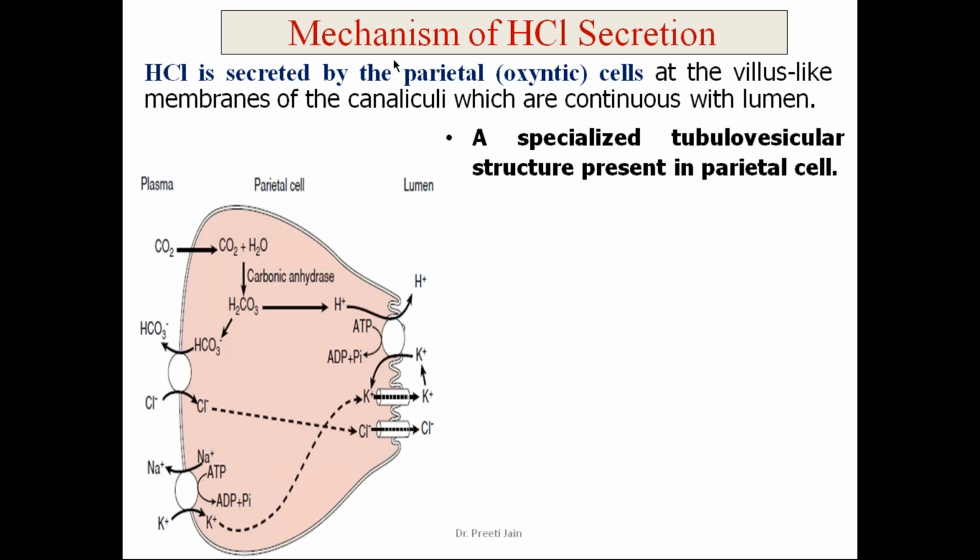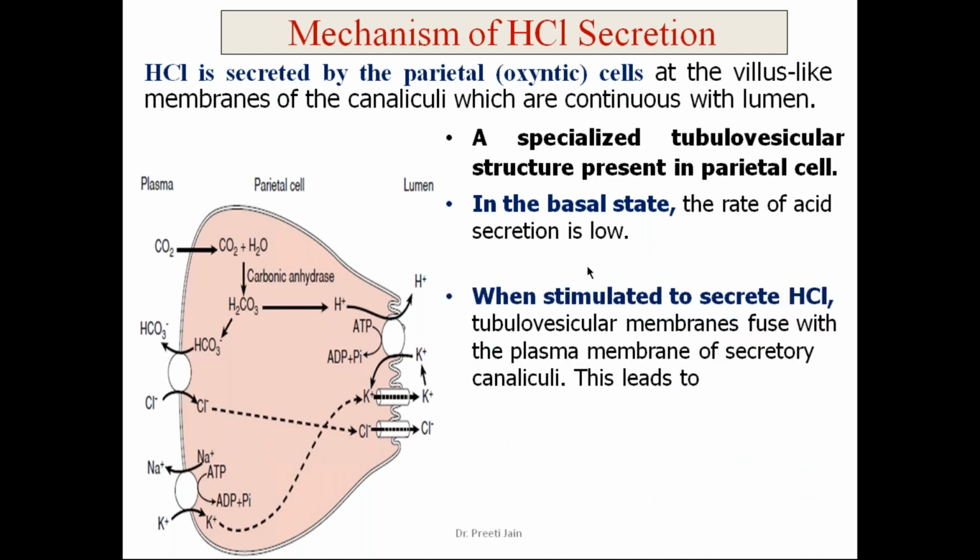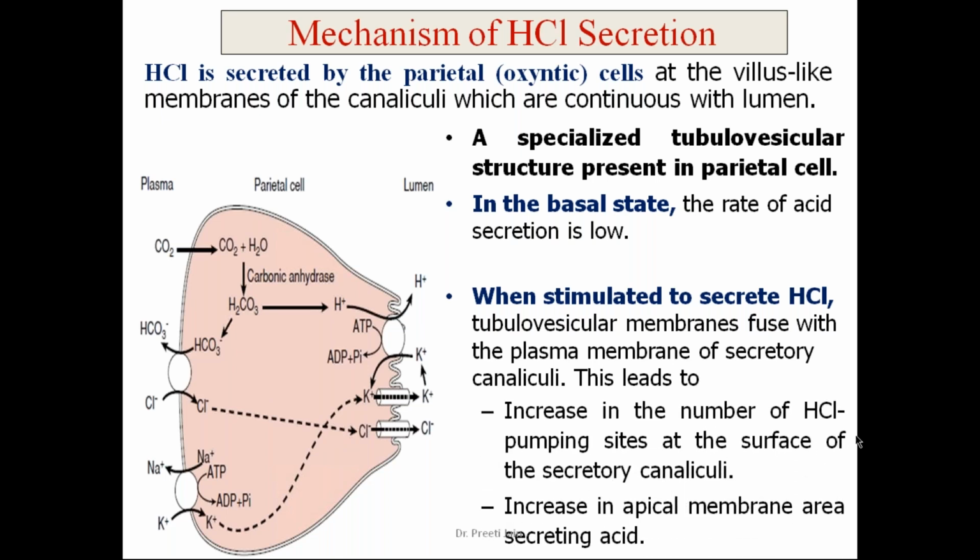So this was the mechanism. Now I'll give you some of the notes. A specialized tubulo-vesicular structure is present in the parietal cell. In the basal state, I've already told you the rate of secretion is low. When it is stimulated to secrete HCl, these membranes will fuse with the plasma membrane and cause an increase in the number of pumping sites at the surface of secretory canaliculi and an increase in the apical membrane area which is secreting acid.